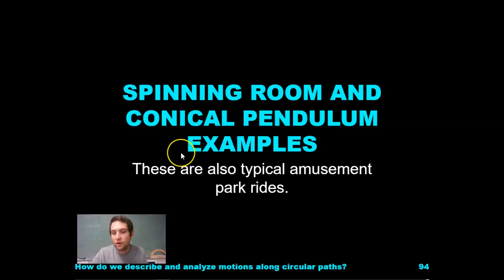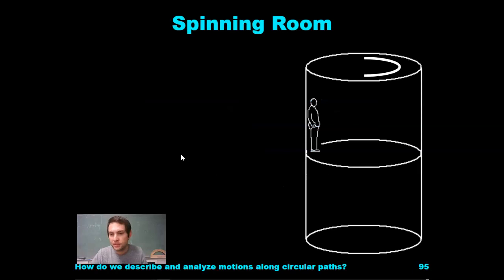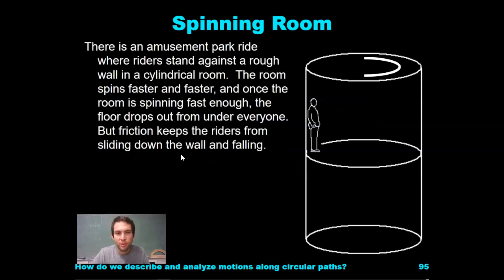Spinning room and conical pendulum examples. These are also typical amusement park rides. Spinning room. There's an amusement park ride where riders stand against a rough wall in a cylindrical room. The room spins faster and faster. Once the room is spinning fast enough, the floor drops out from under everyone, but friction keeps the riders from sliding down the wall and falling. It's a crazy experience if you've never been on it before.